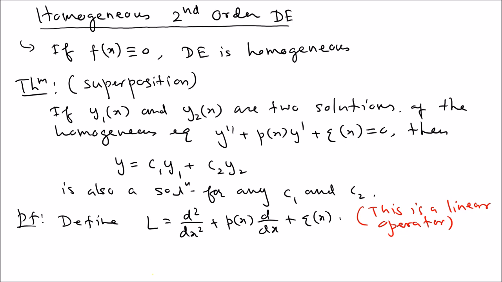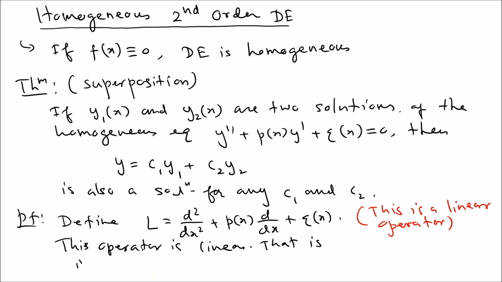Now what we can do is act on that. We know that y1 and y2 are solutions. That means if you operate with L, Ly1 and Ly2 are zero, because y1 and y2 are solutions. So let's write this extra one: this operator is linear.